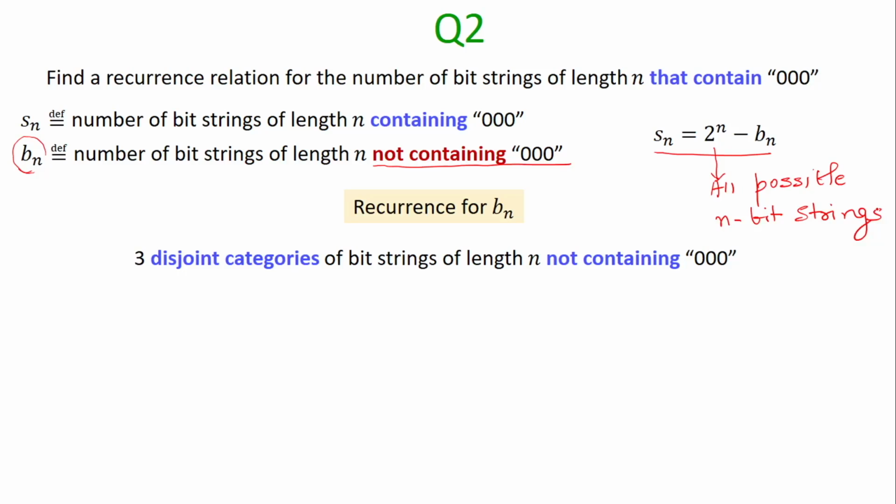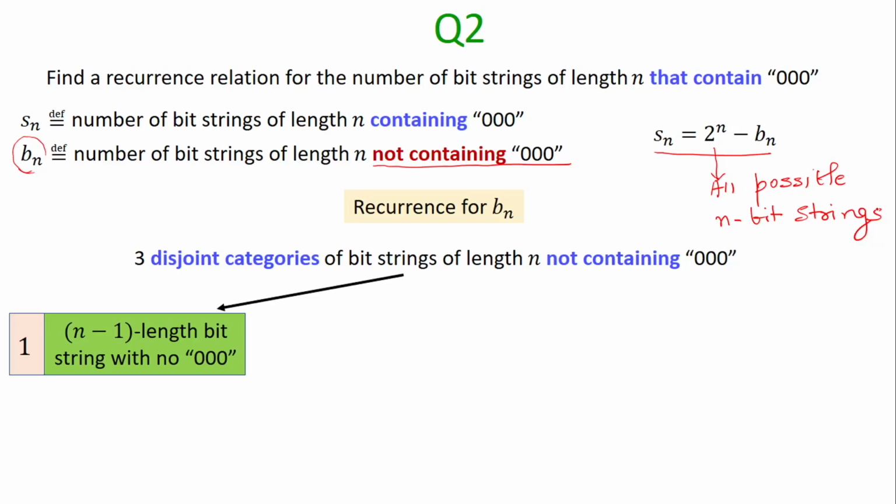And it turns out that there are three categories, more specifically three disjoint categories, of bit strings of length n not containing 000. Let's look into those three categories. Category 1: those strings of length n which start with 1. If it starts with 1, then in order that the overall string does not have any occurrence of triple zero, the remaining portion of length n minus 1 should not have any occurrence of triple zero. How many such strings can we have? As per our definition of the B series, there will be B of n minus 1 such strings. So this is category 1 of bad strings.